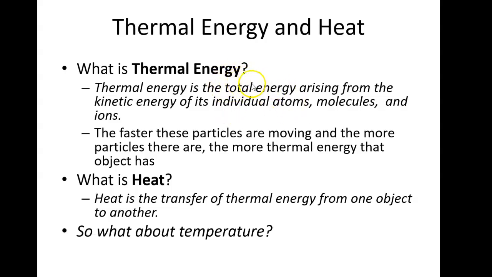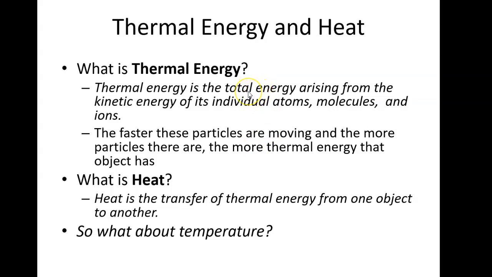Okay, it just literally means the sum of the energy, the sum of the kinetic energy of each individual atom, molecule, and ion in an object. Okay, so clearly, the faster these atoms are moving, the more thermal energy that object has. If an object has more atoms, it has more thermal energy, right? Because that would mean you're adding more things.